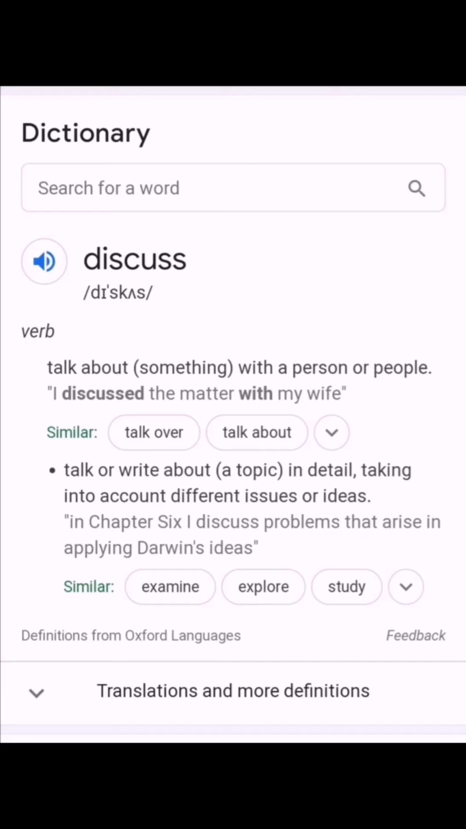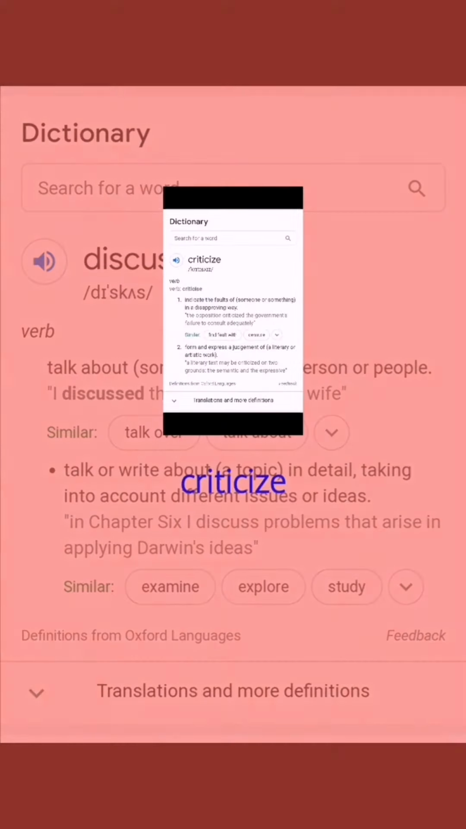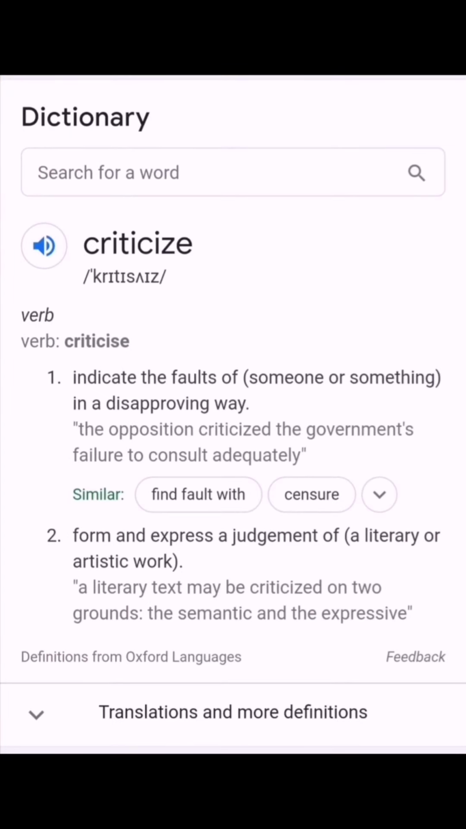Next is discuss. Discuss means when you have something to talk about with a person or people. For example, I discussed the matter with my wife. And there are a few synonyms that you can see in the picture that I have provided. So discuss also means talk over, talk about, examine, explore, and study. Again, this is taken from Oxford Languages. After this, we will move on to the third word that you can use for the next sentence.